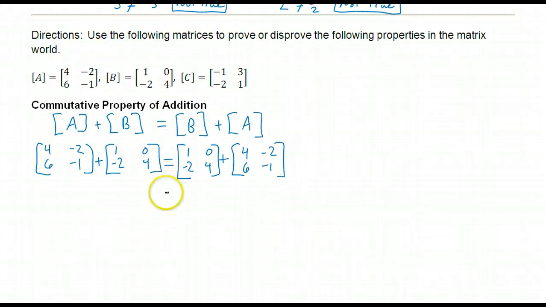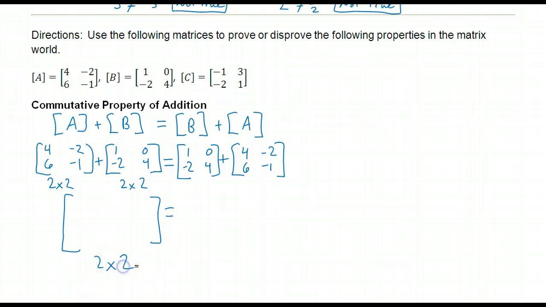Now I want to make sure that my equal sign stays lined up, so that's the first thing that I'm going to drop down. And now I'm going to do the math on the left side of my equal sign and write my answer right down below it. I'm going to start with a 2 by 2 matrix and add a 2 by 2 matrix, so my answer is going to be a 2 by 2 matrix. And to add matrices, I just add the corresponding entries. 4 plus 1, negative 2 plus 0, 6 plus negative 2, and negative 1 plus 4.